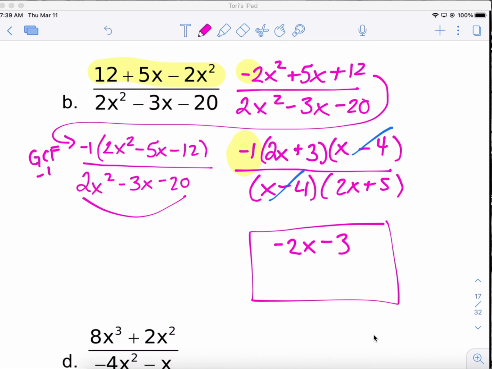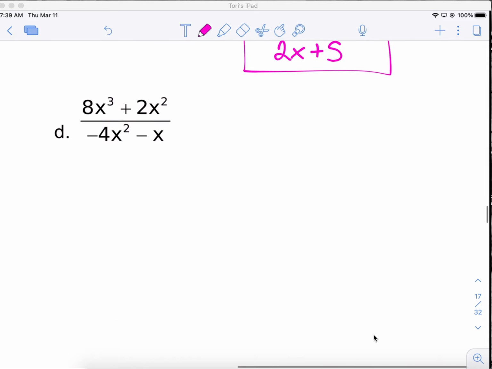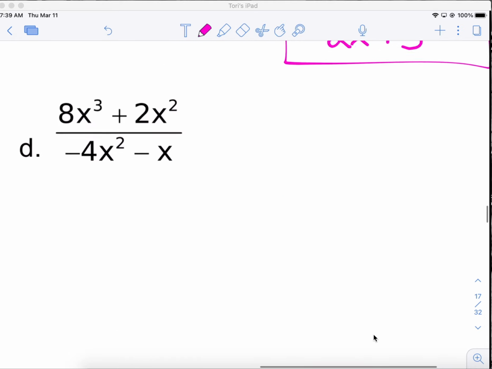Okay. On the bottom, I don't need parentheses. I don't have anything left to multiply with the 2x plus 5, so he just stays out of parentheses. All right, B is completely done. We have one more. Perfect. Moving down to D.